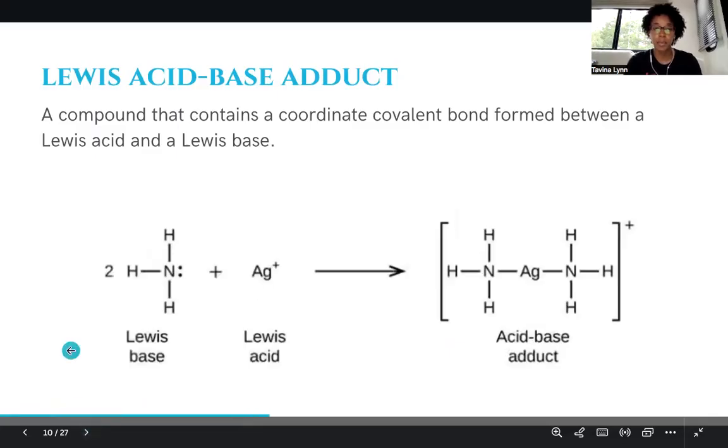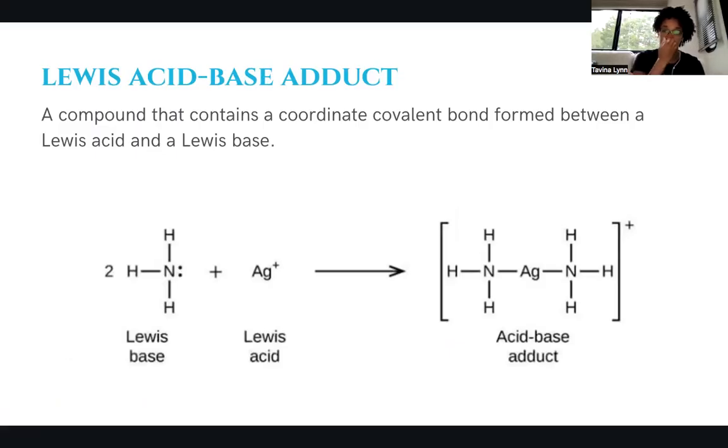Here's another example where we have ammonia interacting with silver, and we have two ammonia molecules that react with one molecule of silver to form this acid base adduct where we have two ammonia molecules that are bound to this silver.